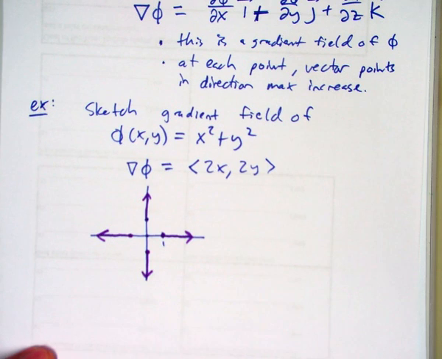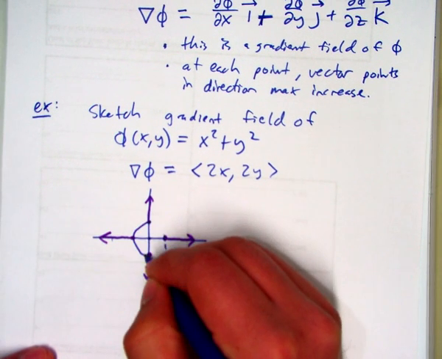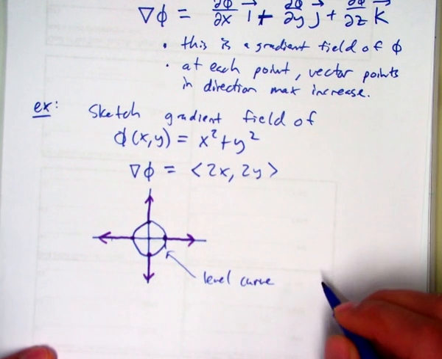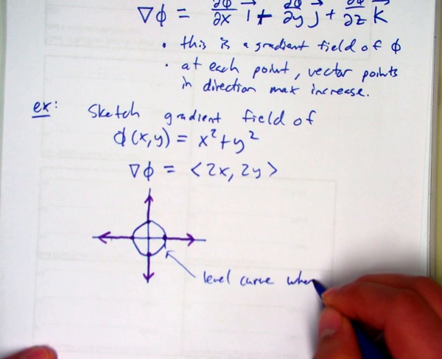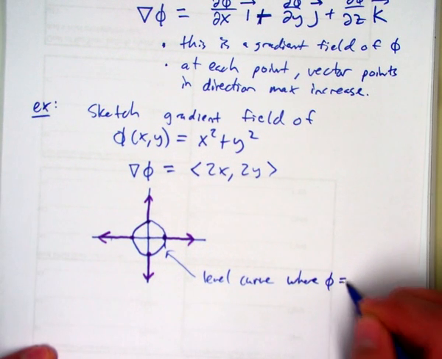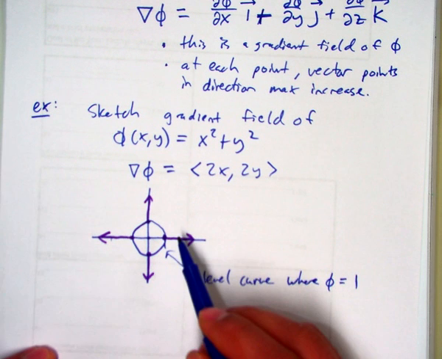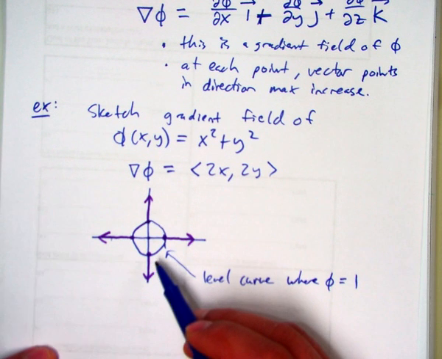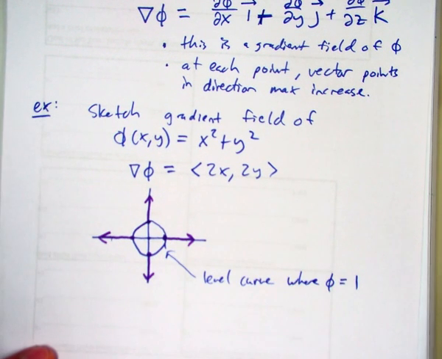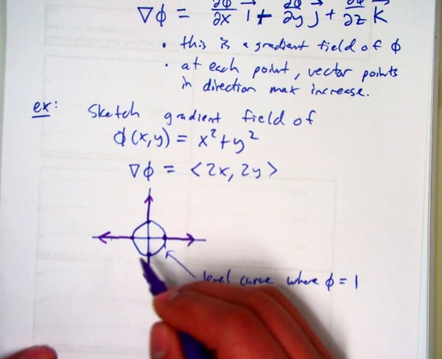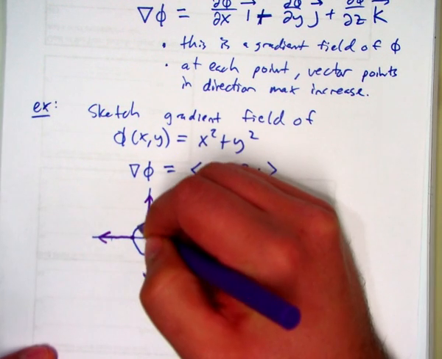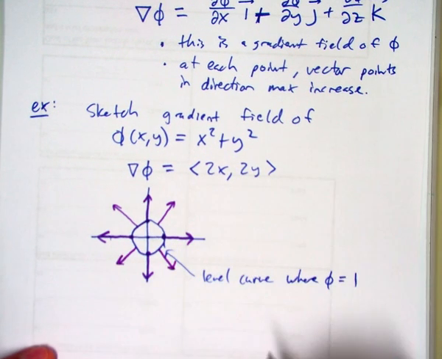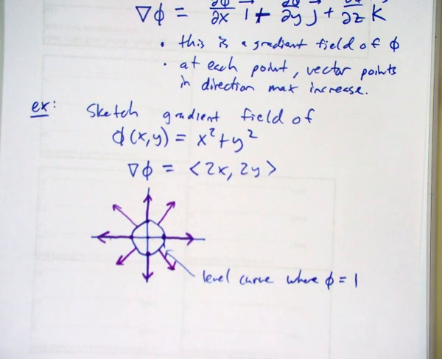In fact, if you connect these points, this was a level curve where phi equaled what? 1. And all the gradient vectors are normal to the level curve. Remember how we talked about that, right? They're pointing in the direction of max or steepest increase. We can draw more. Now that you kind of know what this is going to look like, basically on the unit circle you're always going to have a vector that's 2 units long, orthogonal to the level curve.